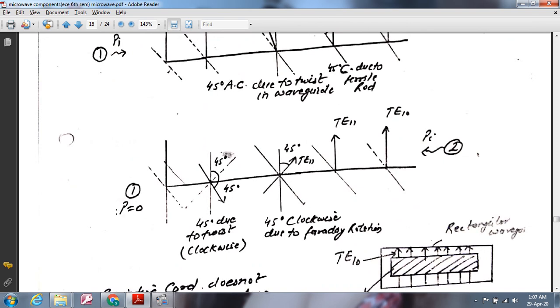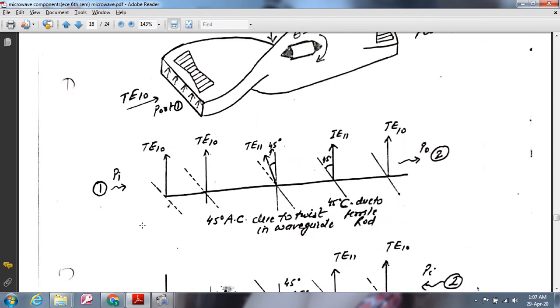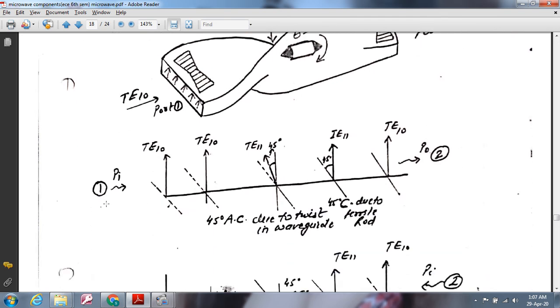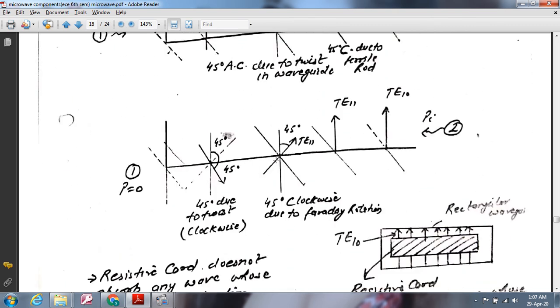This is shown as P equals 0 at port number 1. So finally we can say in an isolator, if we have any input, that is Pi, from port number 1 towards port number 2, the output will be the same as that of the input. There will be no change in the plane of polarization. But if there is any input corresponding to port number 2 which is coming towards port number 1, then we will see there will be zero output corresponding to port number 1.